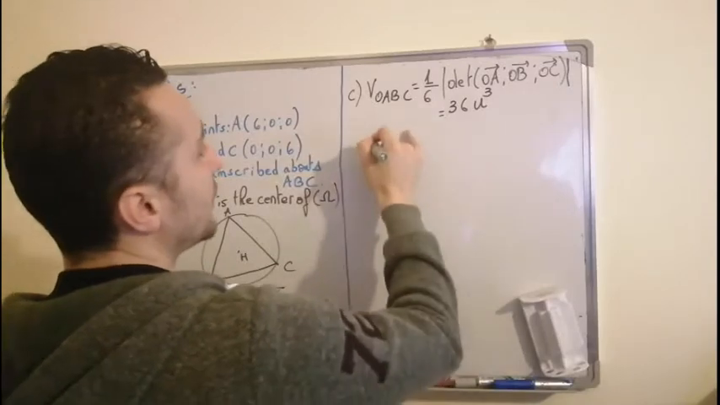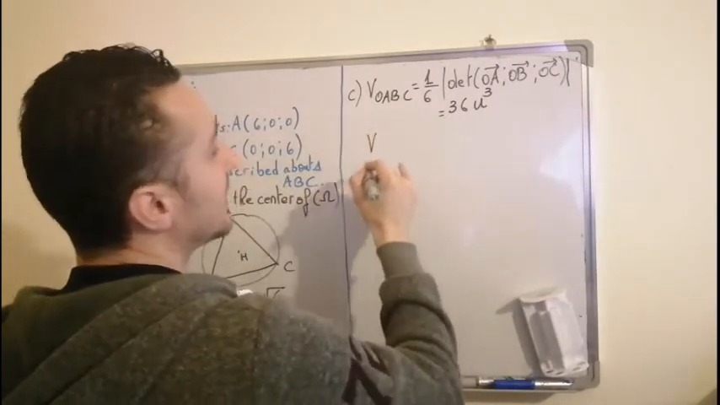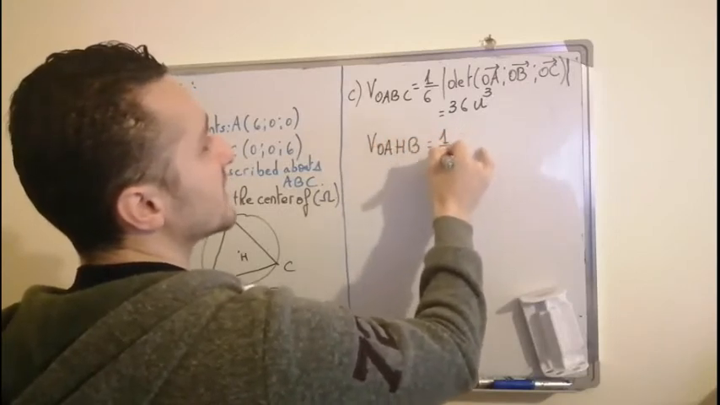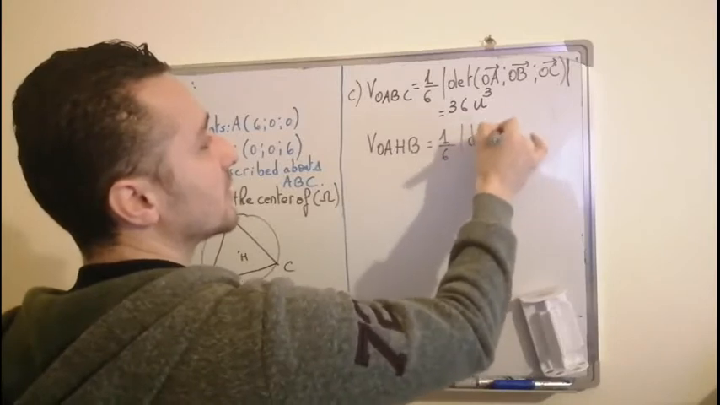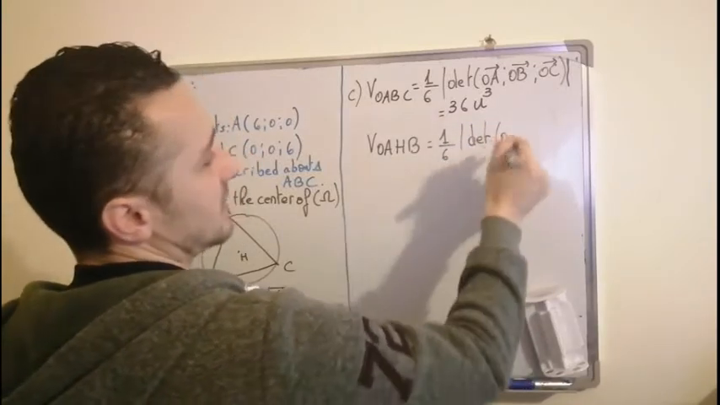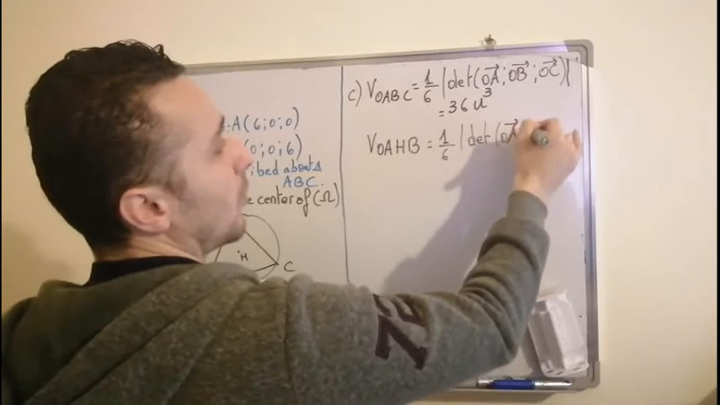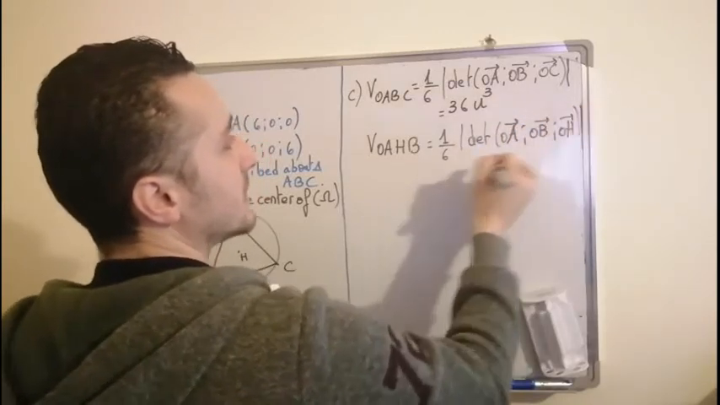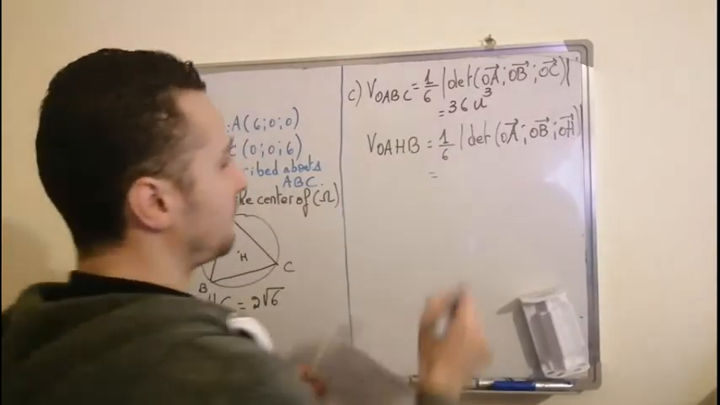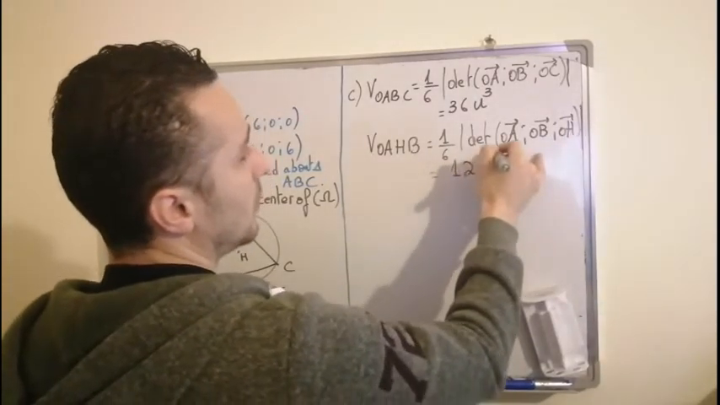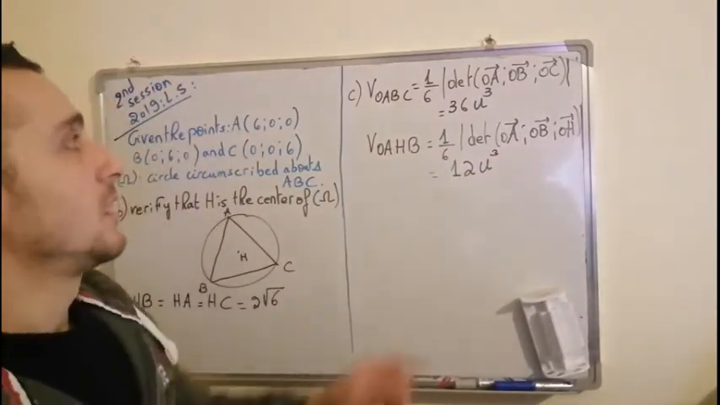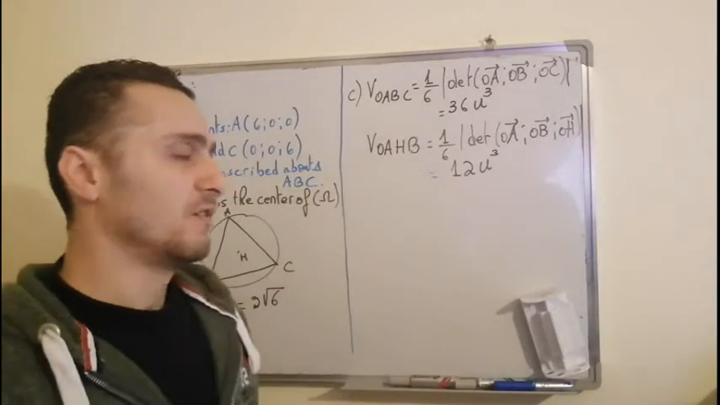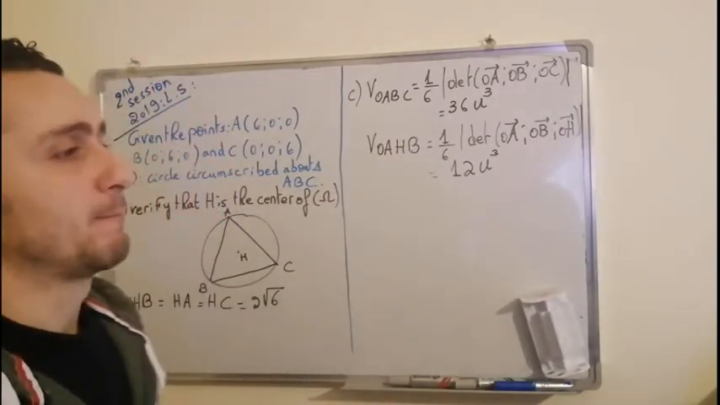Okay? Same method. Volume of the second tetrahedron OAHB equals 1/6 absolute value of determinant of the three vectors OA, OB, and OH. It's equal to 12 U cube. We remark that the volume of OABC is equal to 3 times the volume of OAHB.